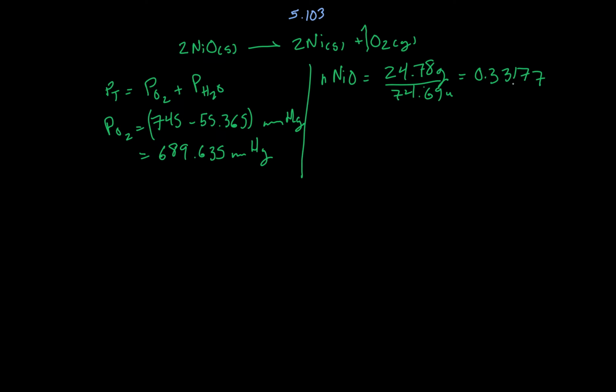Now, see that the stoichiometric relationship between nickel oxide and oxygen is 2-to-1, meaning we're only going to have half this amount evolved in the gas. So the moles of oxygen are going to be that value divided by 2, which is equal to 0.165885 moles.